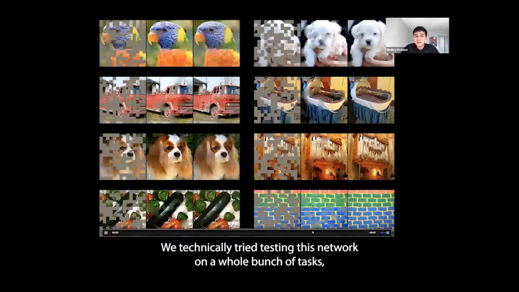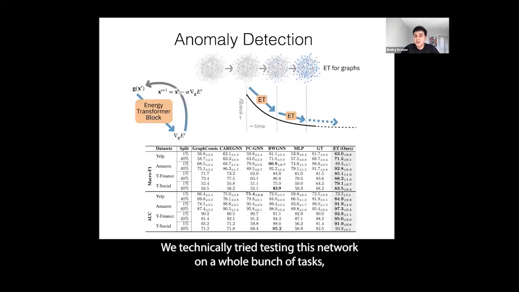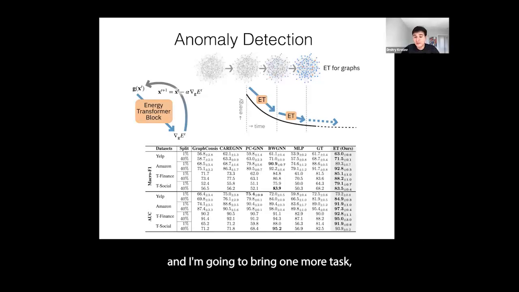We technically tried testing this network on a whole bunch of tasks. And I'm going to bring one more task, which I think is very natural for this kind of network. It is anomaly detection on graphs. Now, how should we think about this task? Think about it like this.